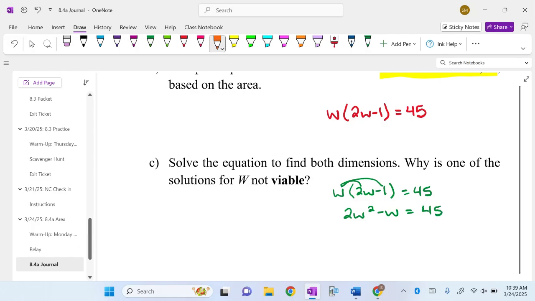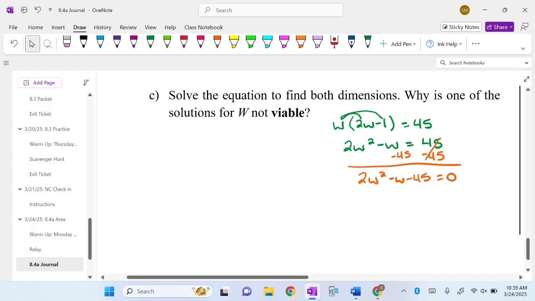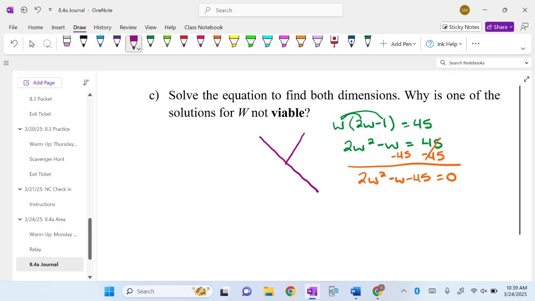What's my next step? Minus 45 to both sides because I need one side equal to 0. That goes away. I get 2W squared minus W minus 45 is equal to 0. All right. Now we're in factoring land. So what's my first step? Big X. There's no GCF, so I go right to big X.